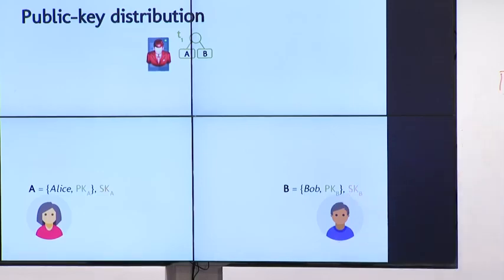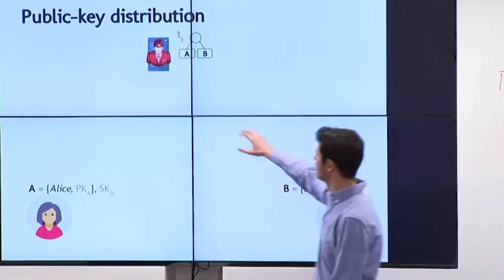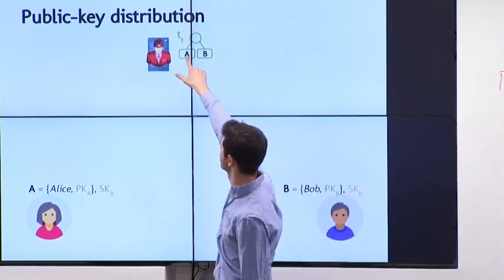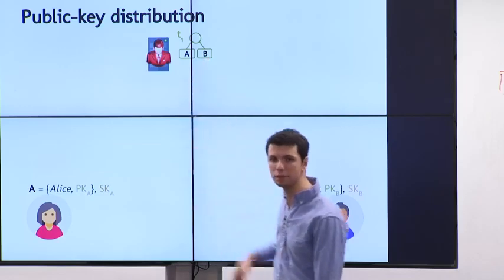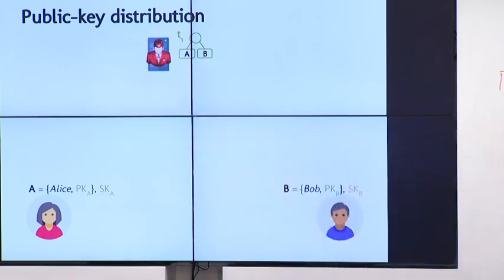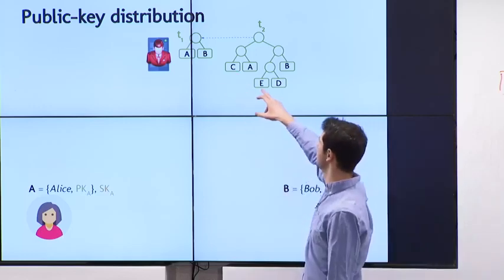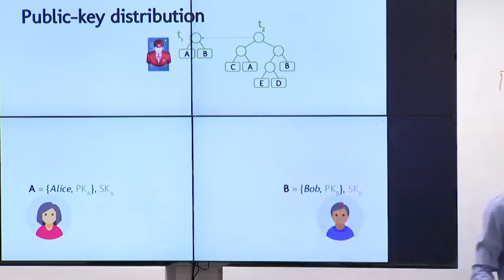And Alice and Bob want to chat securely, so they want to set up a secure channel. And there's this directory which stores their public keys. So this guy stores Alice, PK Alice. This guy stores Bob, PK Bob, right? And the directory gets updated over time. Maybe Carl, Ellen, and Dan registered.